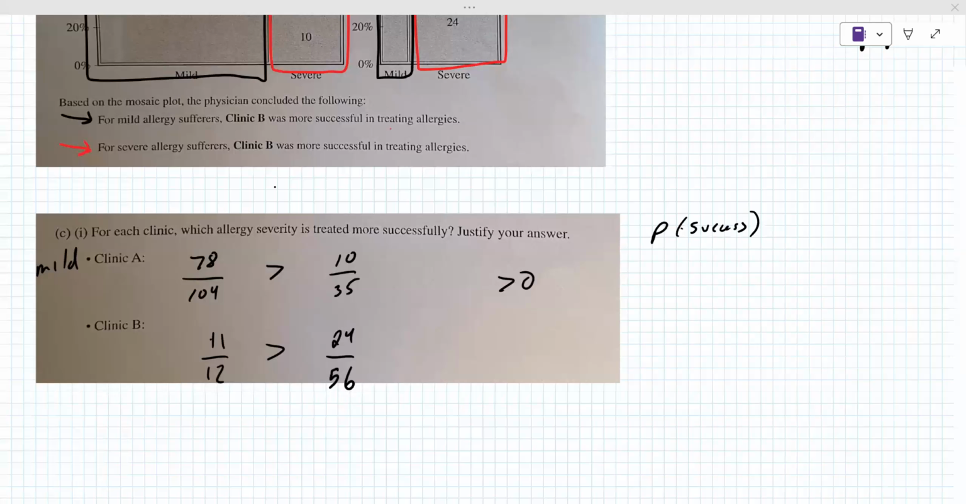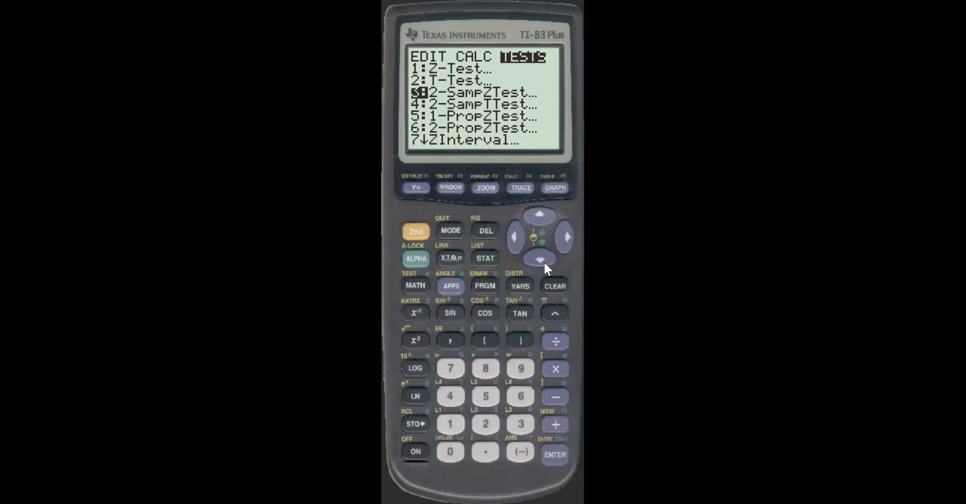All right, let's take a look at this again. Test, 2-prop z test. We got 11 over 12. You've got to double check that you actually have all the numbers in there. 24 over 56. Again, we think it's greater than, so we'll do that. Make sure you got that in there. I'm going to go ahead and snip this in case you want to look at it later in the notes. Then we'll hit enter and see what the magic says.